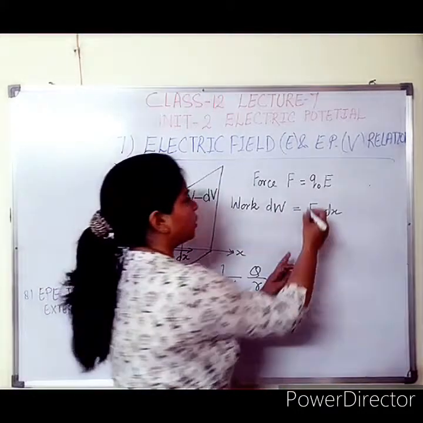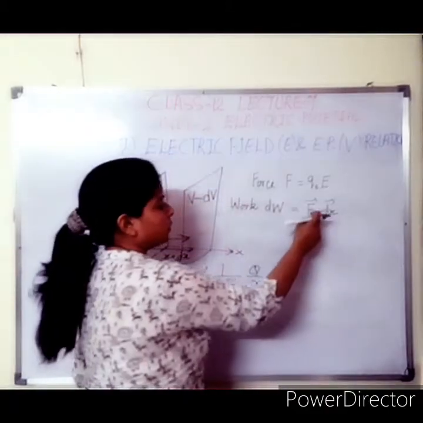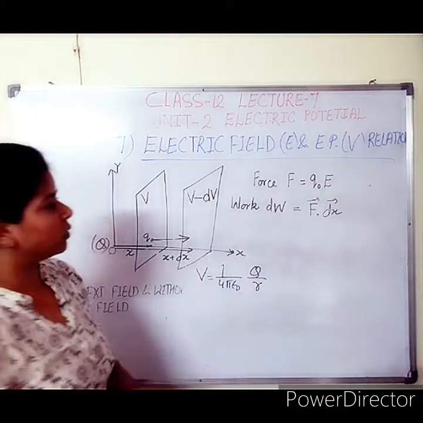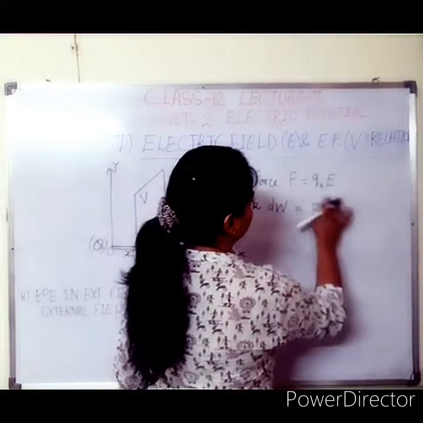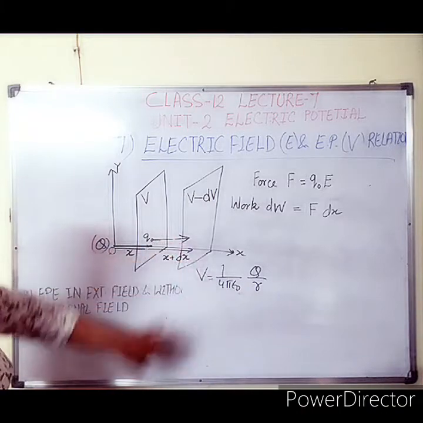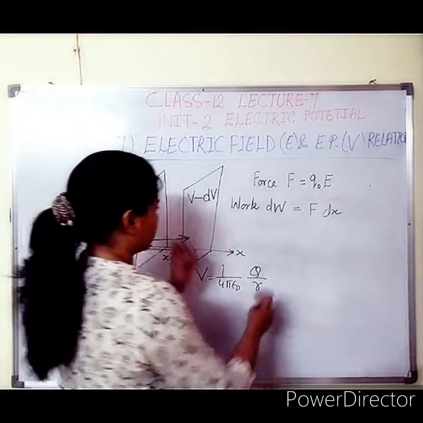First of all, in this dot product, force and displacement are both in the same direction. So cos theta is equal to cos 0, and cos 0 is equal to 1, so there is no need to apply it here. I have written it as F dx because initially we have chosen the similar condition. So it is F dx.